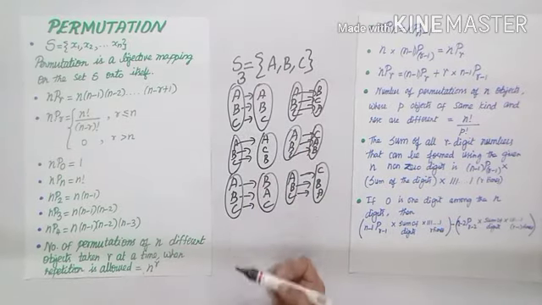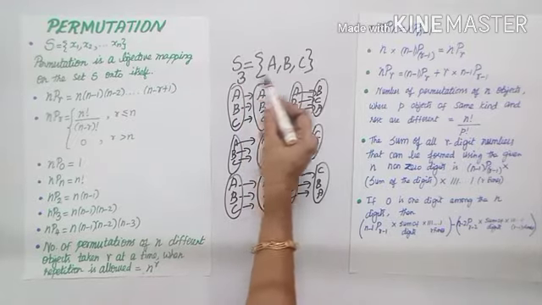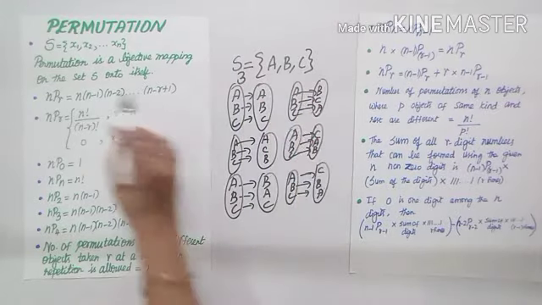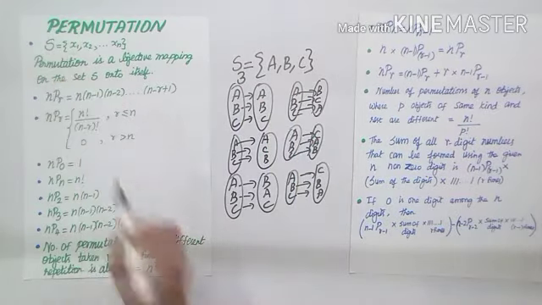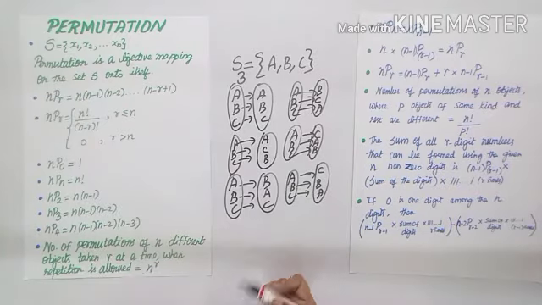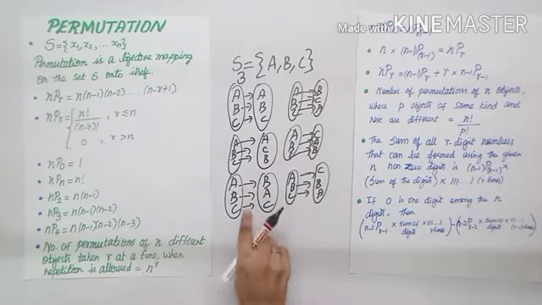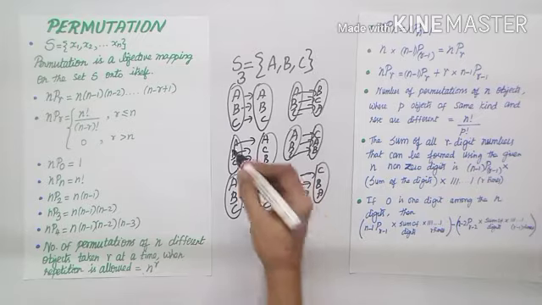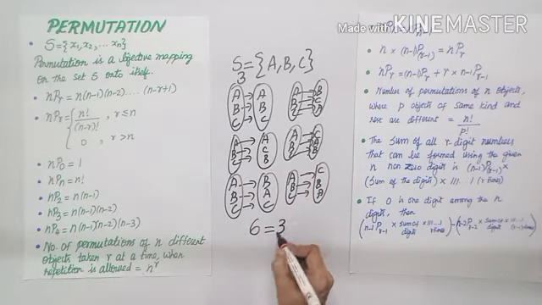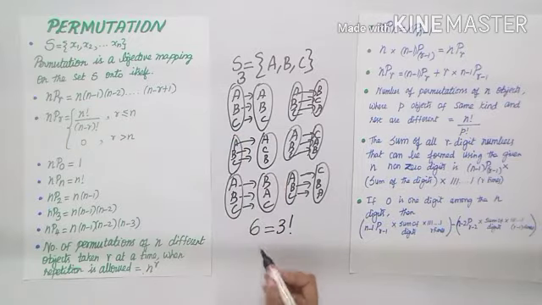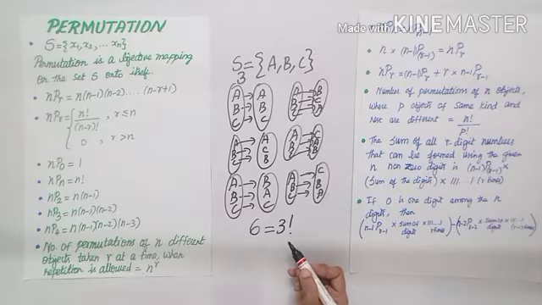So S3 tells me there are 3 elements. Here we have taken the set S with n elements. I can create 1, 2, 3, 4, 5, 6 such permutations, or I will say 3 factorial. So in S3 I can create 3 factorial onto mappings, which I can call permutations.